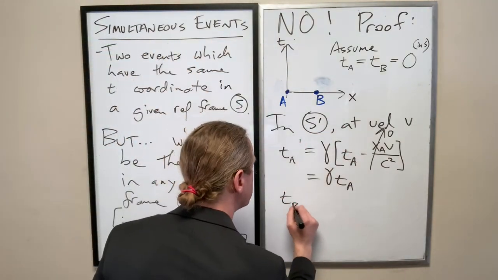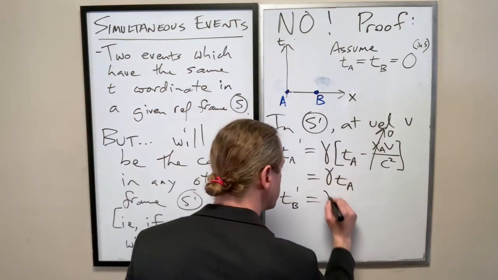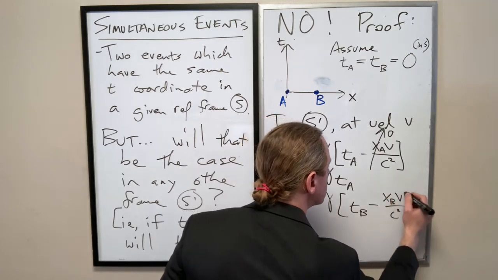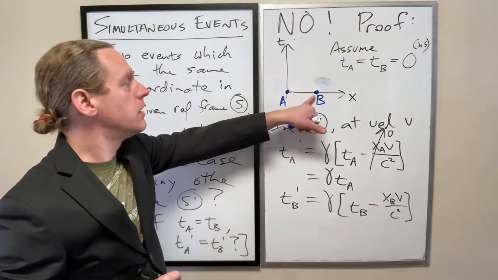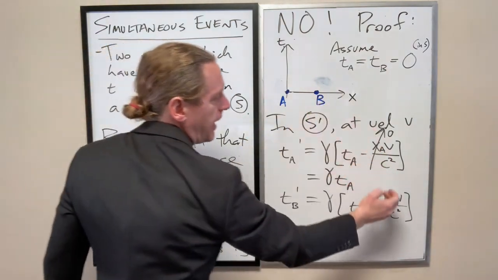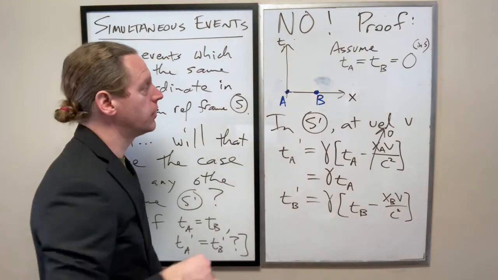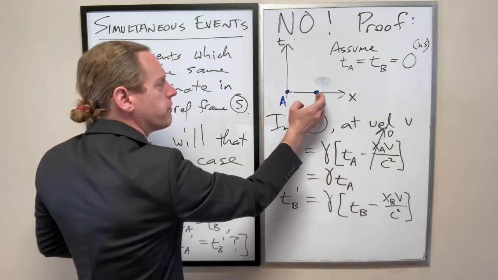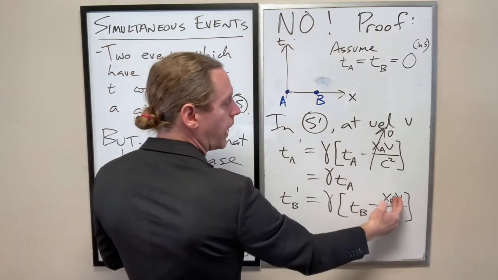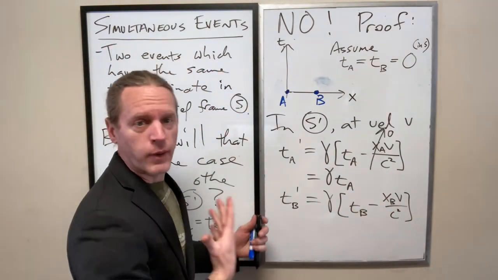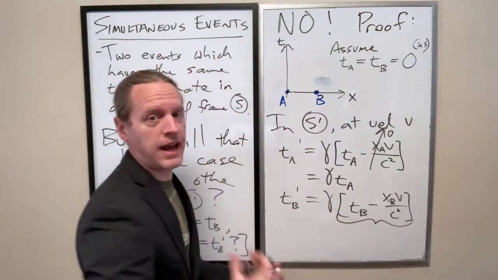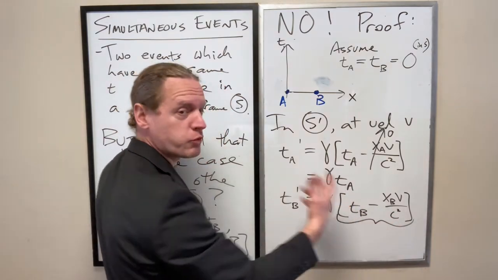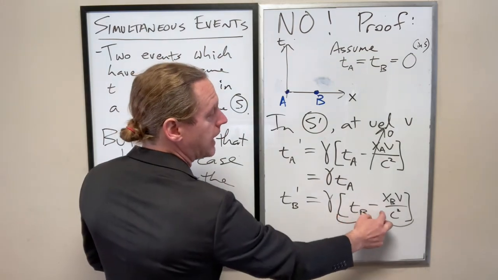Now if I look at event B, TB prime, I do the same thing: gamma TB minus XB V over C squared. And now if we look at event B, the only way event B could have an x variable of 0 is if it's also at the origin, meaning that it's actually the exact same thing as event A. So since I've drawn this so that event B is not on top of event A, clearly event B will have a non-zero x coordinate. And what that means is that this whole thing can't be simplified further. So we're going to take whatever the time is for event B, which was 0, if you recall, and now we're going to subtract something from it.